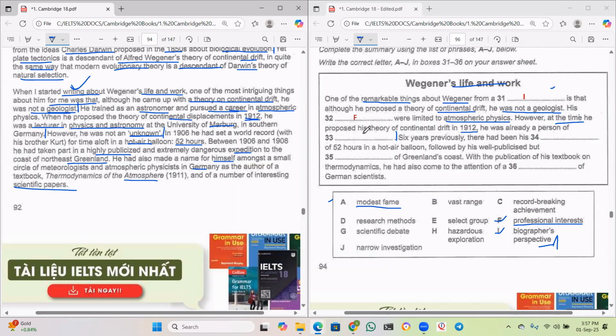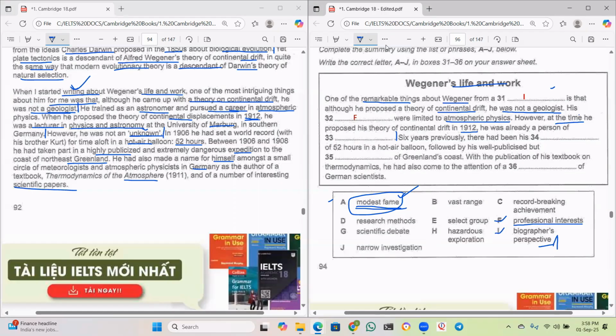So, at the time he proposed this theory in 1912, he was already a person of dash. I mean, he's already famous, he's not unknown. What is the synonym for unknown? That we should find out here. Unknown, modest fame. Oh, wow, the first one itself, it is a cracker. He has modest fame. He was famous, that's what I was trying to say. He was already a person of modest fame. Yes, this word should fit into this blank.